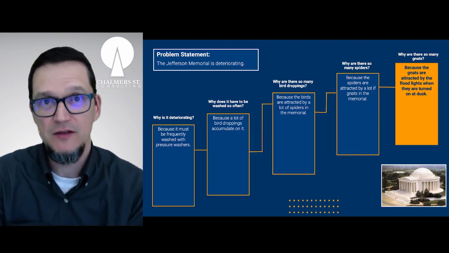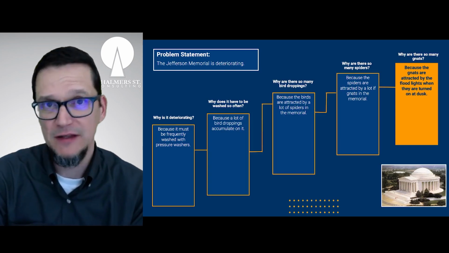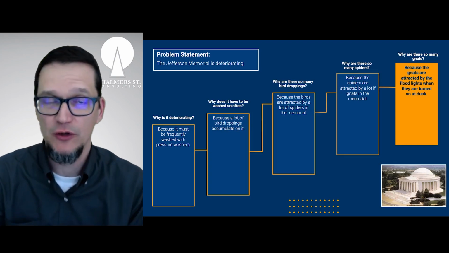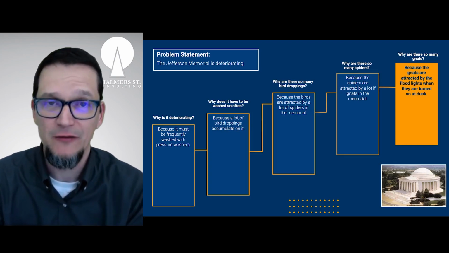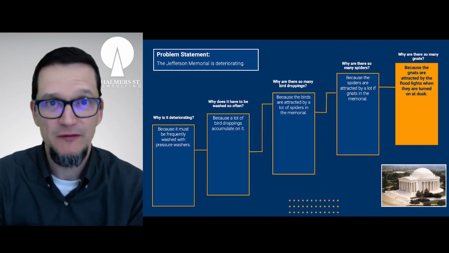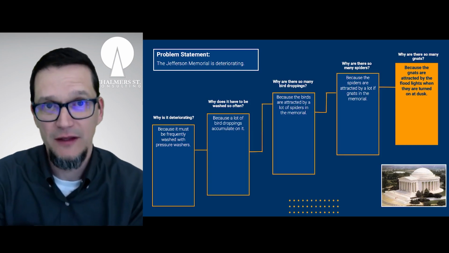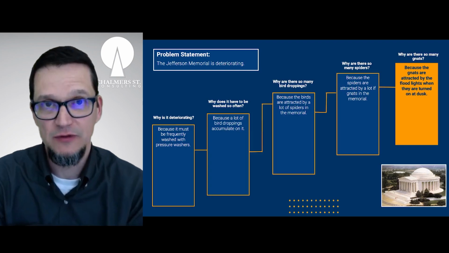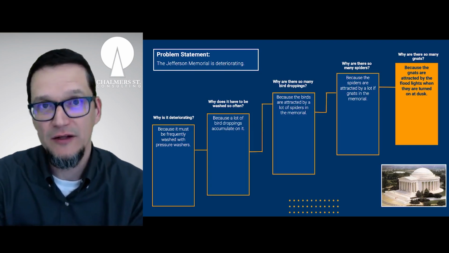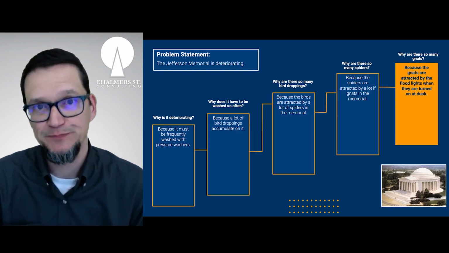So they decided to delay turning on the floodlights by a couple of hours. That in turn limited the amount of gnats that showed up at the memorial. That reduced the amount of spiders, and thus reduced the number of birds at the memorial. So they ended up with less droppings there, and that required less pressure washing.